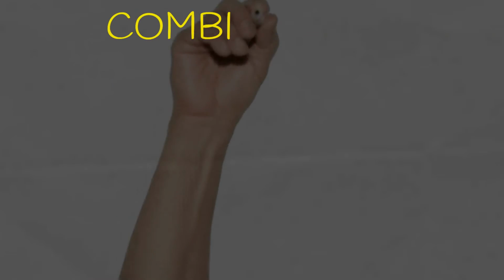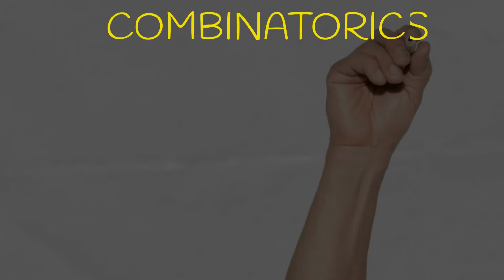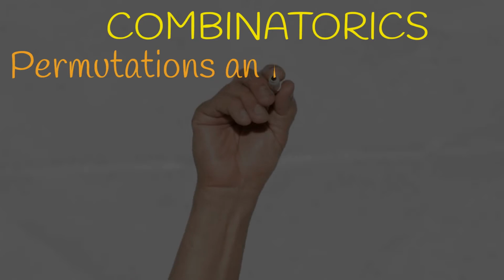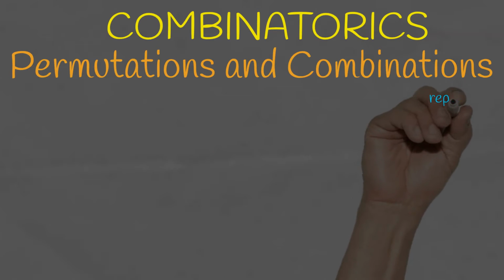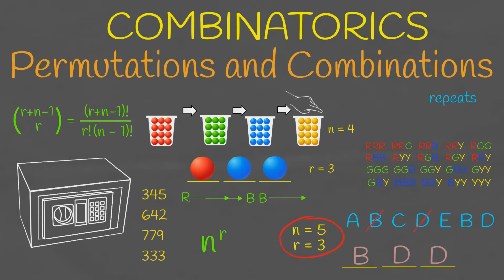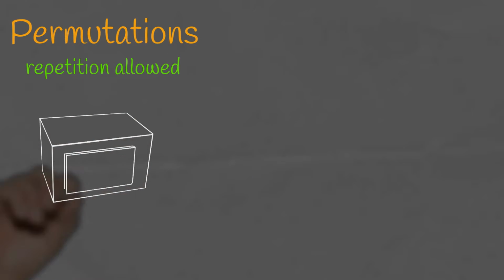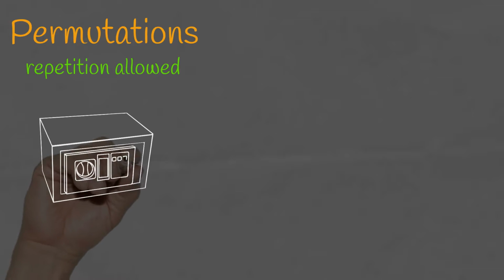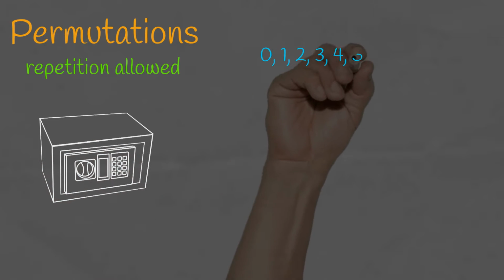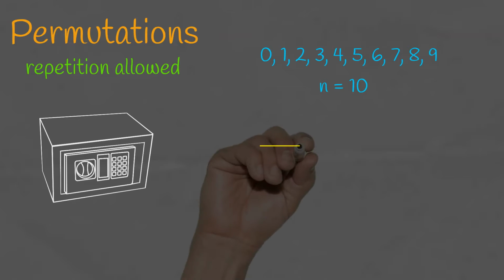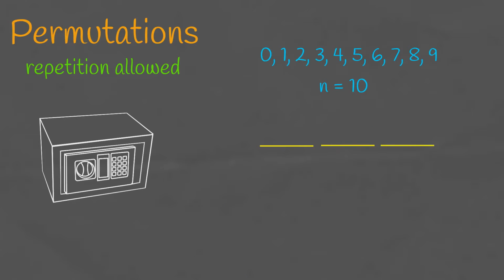So in this video, we're going to carry on with the introduction to combinatorics, permutations and combinations again, but this time repeats are allowed. So first we're going to go through permutations where repetition is allowed. If we imagine we have a safe with a 10-digit keypad, n is going to be 10. That's the number of digits we can choose from. Now we want to choose three numbers.